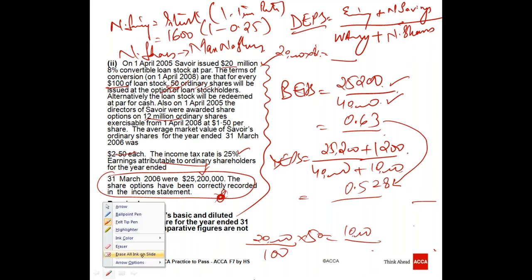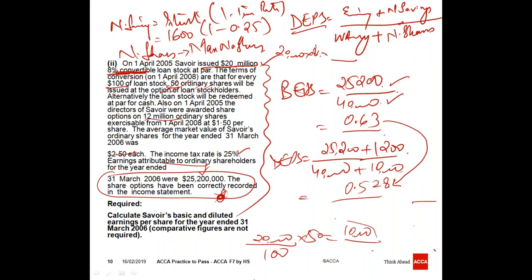Now I'm going to incorporate any question. So where we calculate 1600. 1600 is calculated as 20,000 into 8%. 20,000 into 8% is the interest of this convertible loan. Even you can see from this point initial, and where we calculate 10,000. 10,000 is calculated here. 20 million loan notes, and each loan note can be converted into 50 shares.